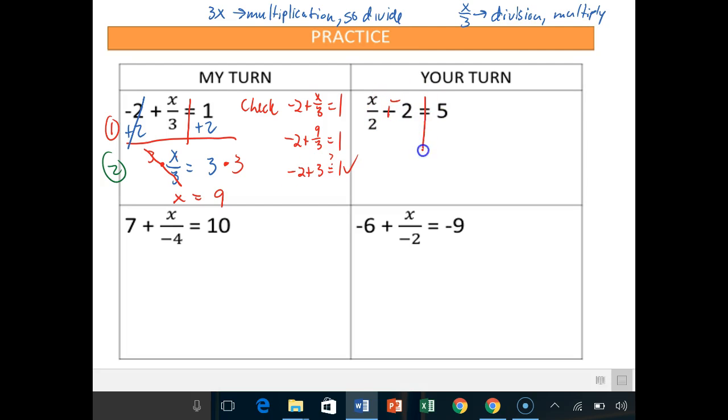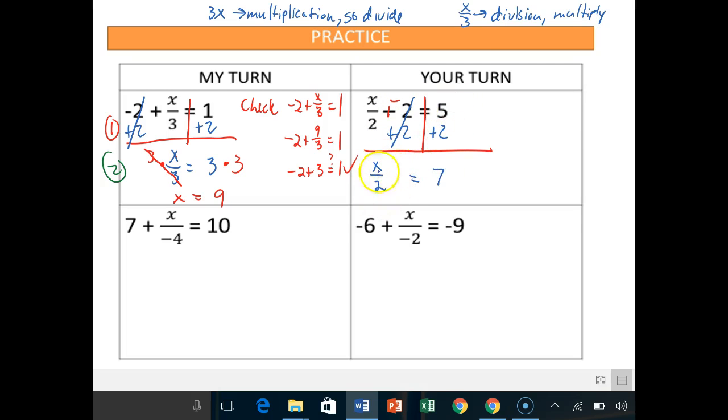Plus a negative. And draw your Tetris. The constant in this case, again, is negative 2. It's the number on the side with the variable, not attached to the variable. That's the constant. We add 2 to both sides. This cancels out. Negative 2 plus 2 is 0. This drops down exactly where it is. X over 2 is equal to 5 plus 2 is 7.